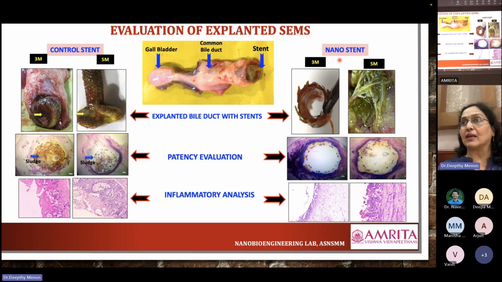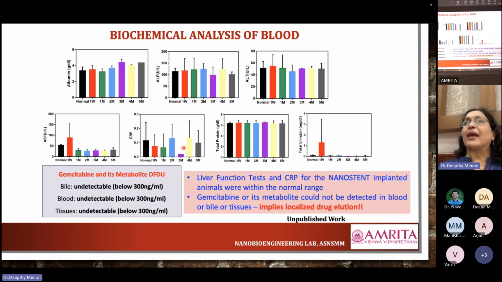Look at the nano stent. When I say nano stent, I mean the nano yarn integrated bare metal stent. See how open it is? See the histology? It was patent. Even up to 5 months, it eluted the drug gemcitabine hydrochloride. Biochemically, no changes were observed. A lot of liver function tests were done.